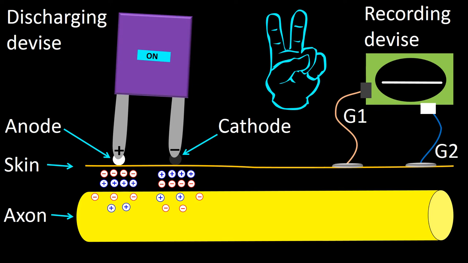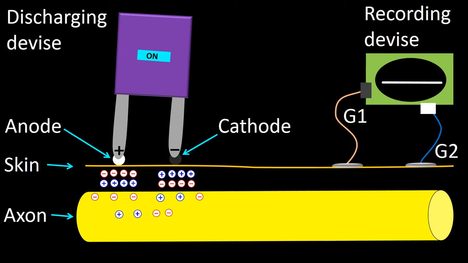The second consequence is that the excessive negativity in the outer surface of the axon below the cathode will attract the positive charges from below the anode while repelling the negative charges under it. By the same token, the excessive positivity in the outer membrane of the axon below the anode repels the positive charges from the inner membrane, thus these charges will end up on the opposite side of the stimulator prong. So, as you can see, the positive charges have moved from the inner membrane under the anode to the inner membrane under the cathode.